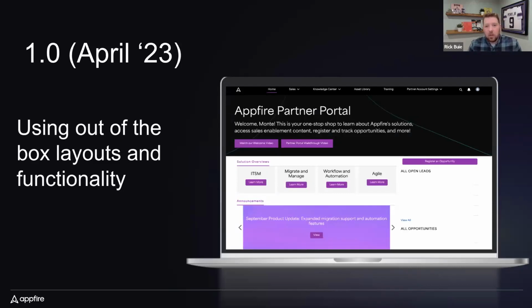We started with 1.0 MVP, whatever you want to call it. We knew we needed a portal. We didn't know much beyond that. And so we launched our 1.0 in April of 2023 and prioritized basic needs around enablement, focusing on information and content. We used out-of-the-box layouts and functionality to get this out into the market and get feedback. Overall, the response from partners was amazing, very positive around where we were headed and what we were providing in this sort of MVP state.